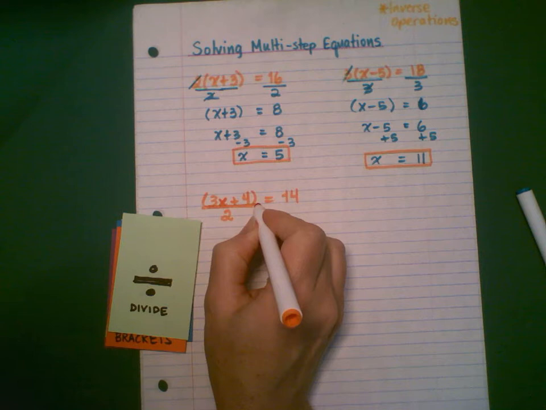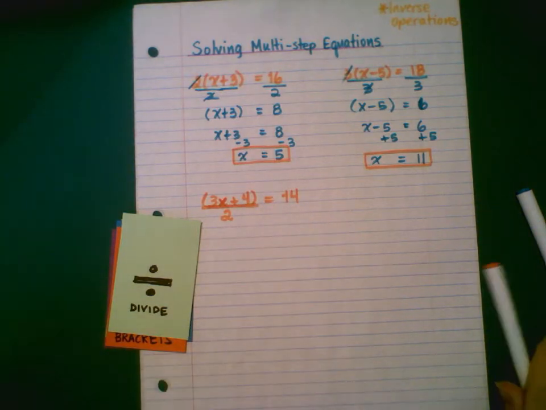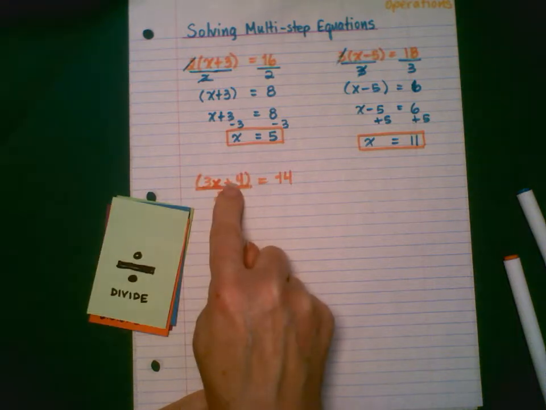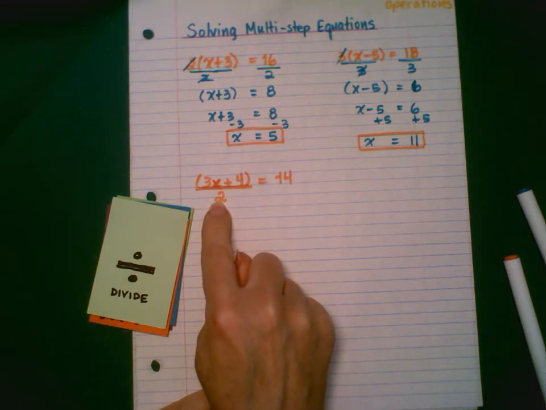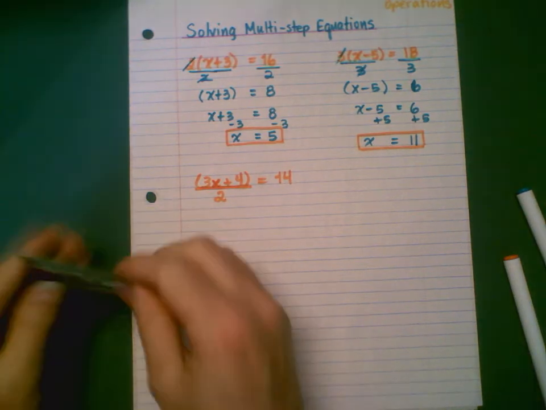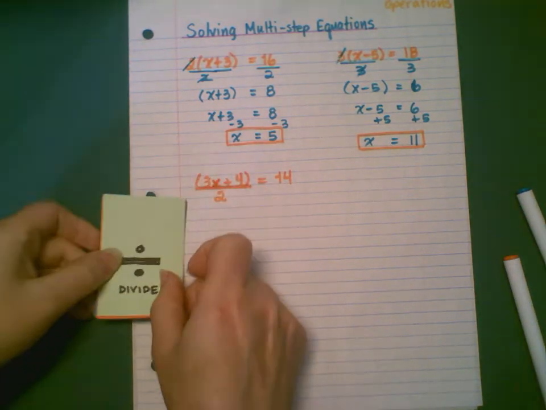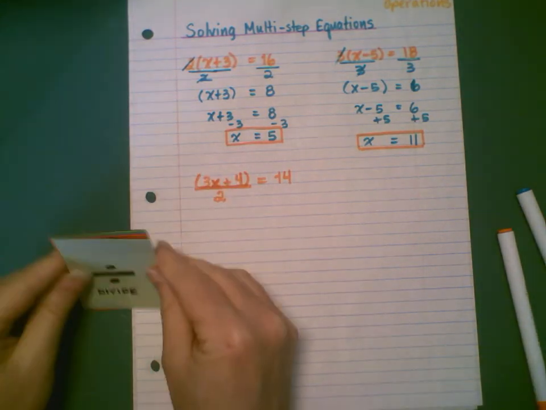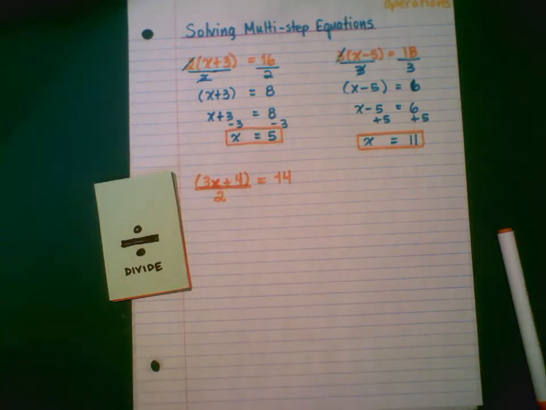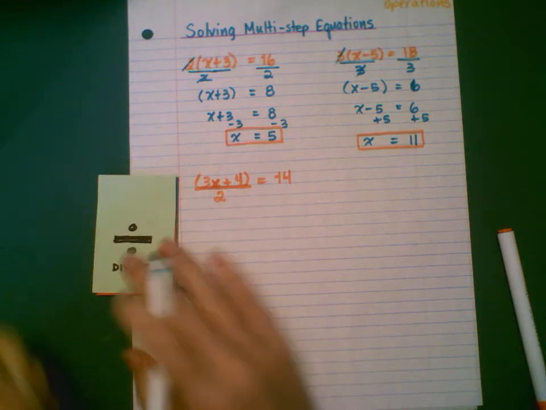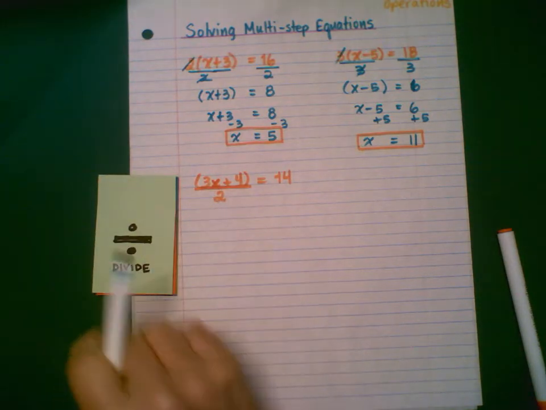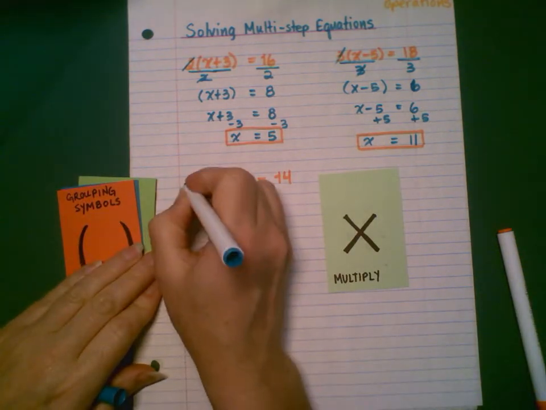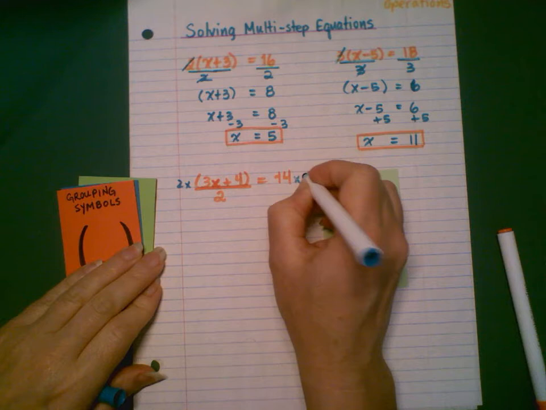So this fraction bar is a way of indicating that I have to do everything in the numerator first before I divide by that 2, and then the result would be 14. So there's my stack. So to isolate for the unknown, I have to undo them in reverse order. So to start with, I'm going to deal with this division by 2 by multiplying. I'm going to go times 2, times 2.